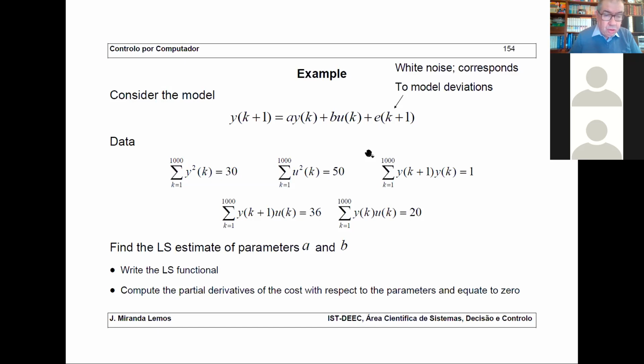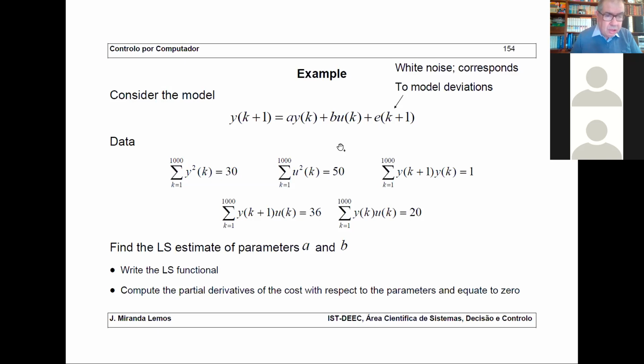Now, I do a number of observations for U and Y. I apply, for instance, a square wave or any other signal to U, and I observe the corresponding Y. And I want to estimate A and B. This is my model.